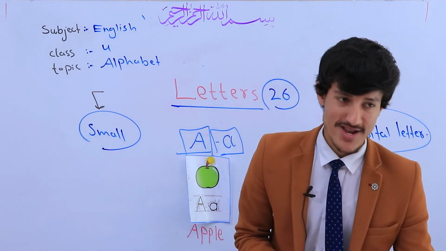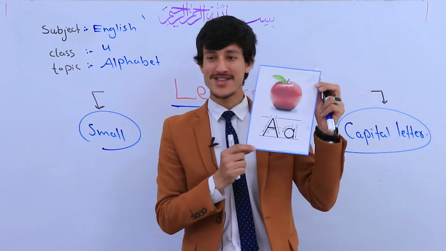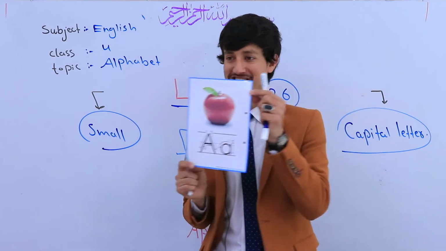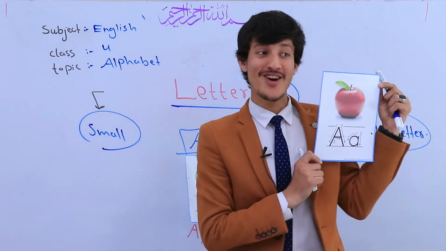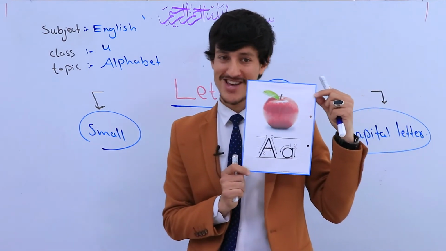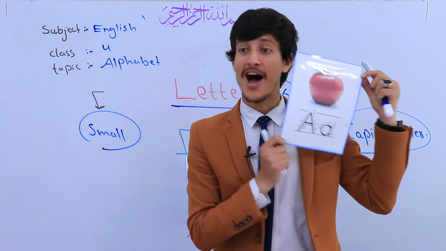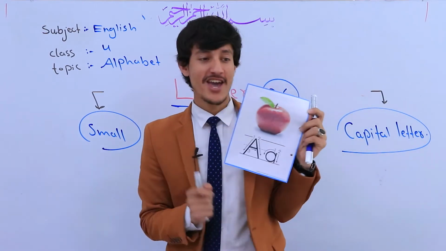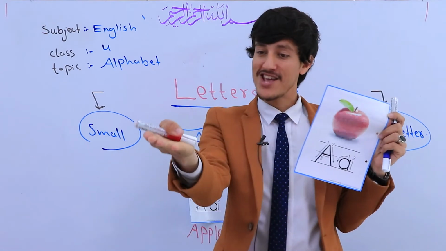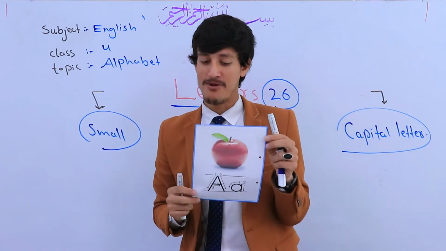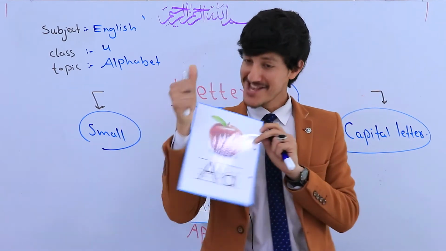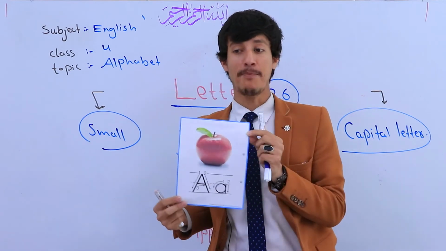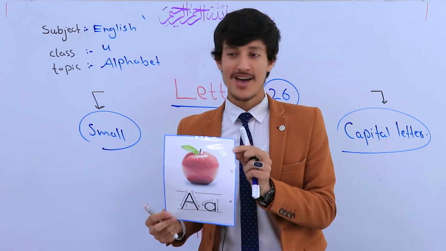Right? What is this? Who knows this? What is this? Great. It's also apple. Apple. Okay, you please stand up. Jamal, what is this? Excellent. This is apple. Right?